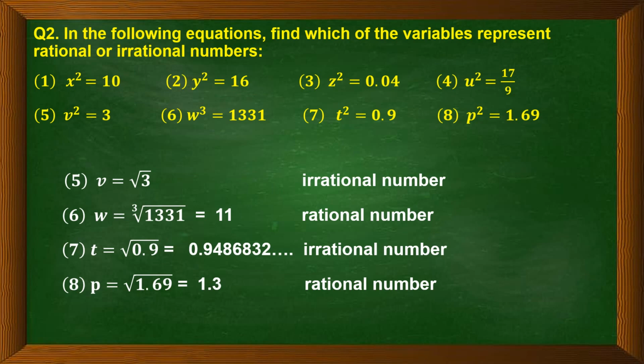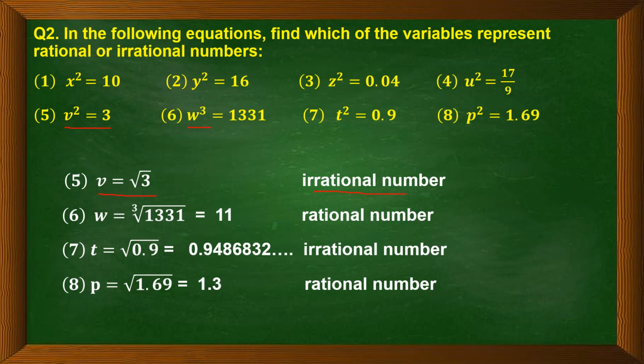Now fifth part is v square is equal to 3. So when v square is equal to 3, we can say v is square root of 3. Now square root of 3 is an irrational number, so we can say the variable v represents an irrational number.